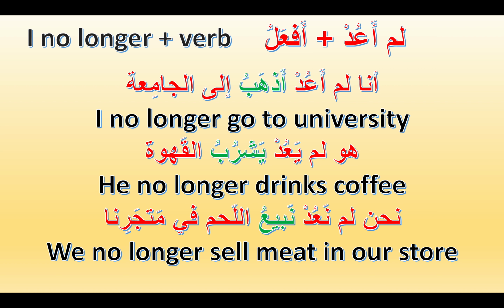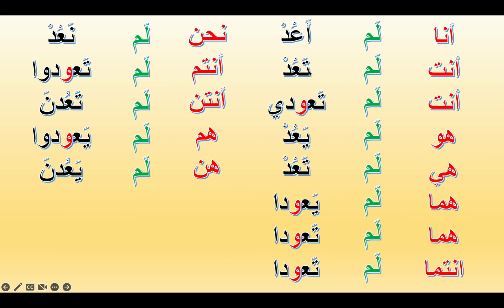Okay, let's see the full conjugation of عاد when we have lam in front of it. How to say I no longer, you no longer, we no longer, they no longer, as it differs. Let's see. So, I no longer, أنا لم أعود. So the waw has disappeared and it is written as a dhamma and there is a sukun on top.